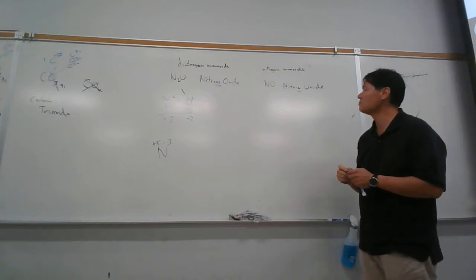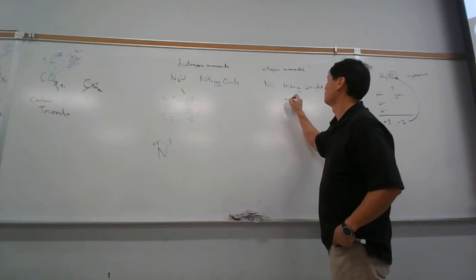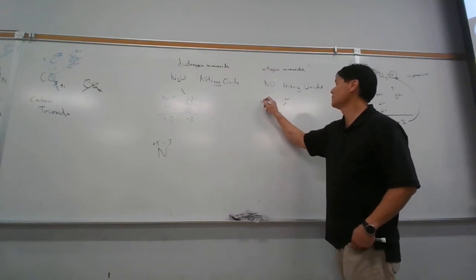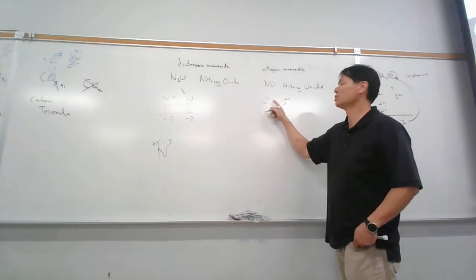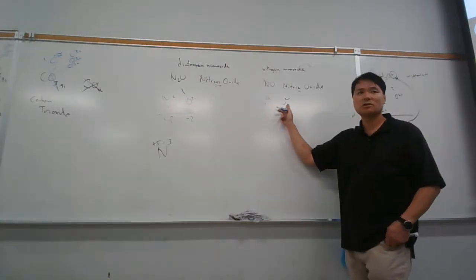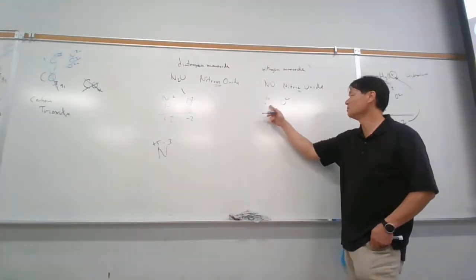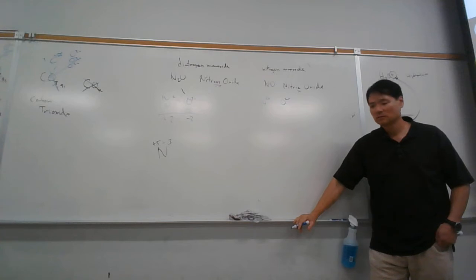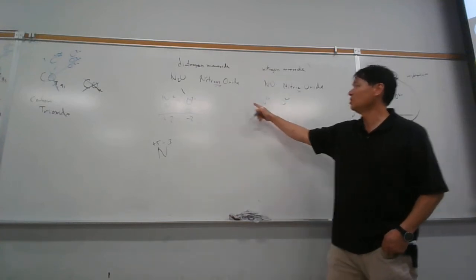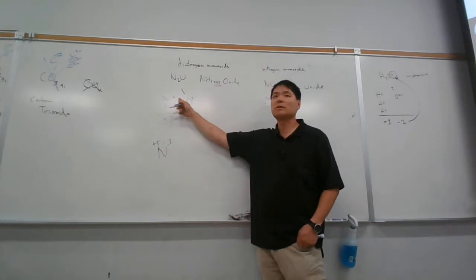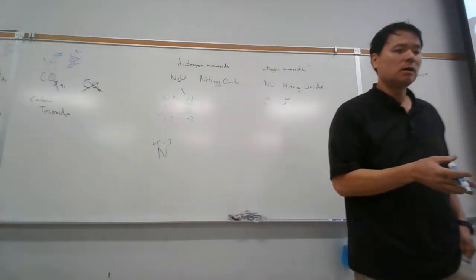So if oxygen is -2, what is nitrogen? Nitrogen must be +2. It's a compound, so the charges have to balance out to 0. So +2 -2 balances out to 0. So the -ic refers to nitrogen in the +2. The -ous refers to nitrogen in the +1. The -ic and -ous don't refer to a specific number.